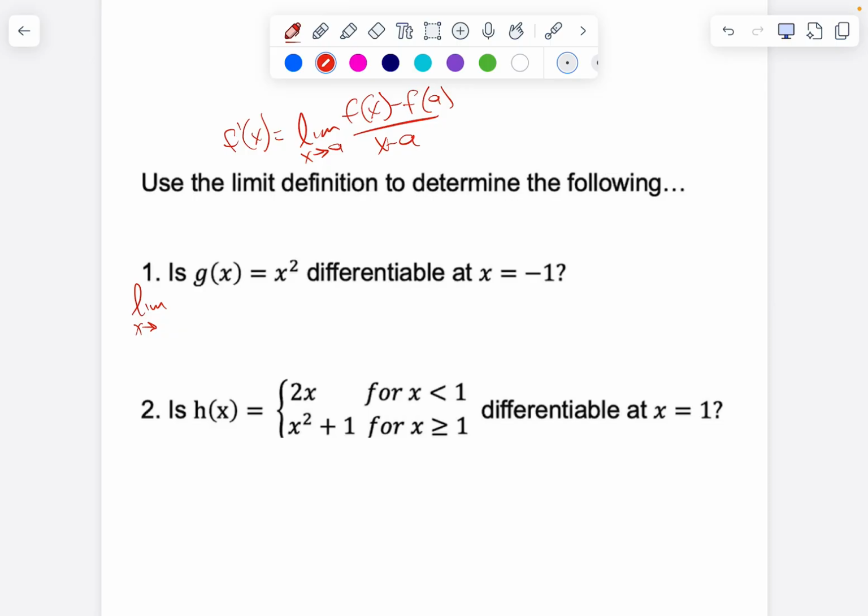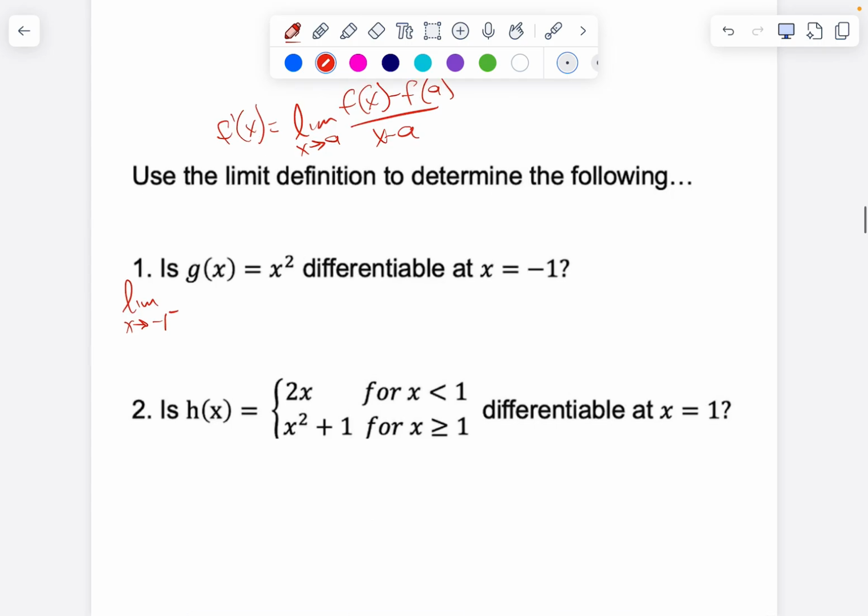So we're approaching negative 1 from the left. And remember in this definition, f of x is just x squared, okay? So x squared minus, and then f of a. What is f of a? Or f of negative 1 in this case. Yeah, so minus 1 over x minus negative 1.